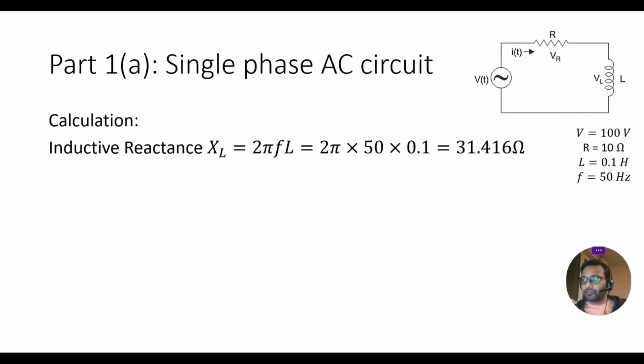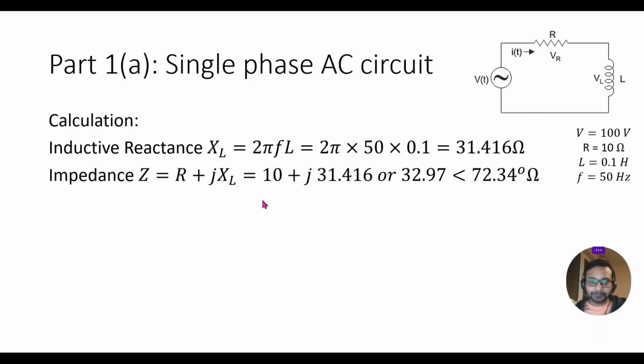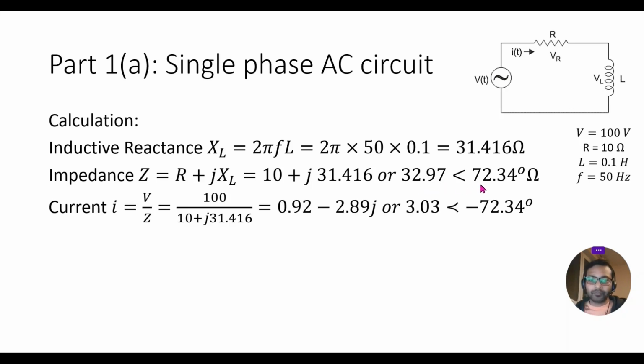So you are given the frequency and the inductance value, so we can calculate the inductive reactance. Since we have calculated the inductive reactance and the resistance value is given, we can calculate the impedance of the circuit. That comes out to be 32.97. Using this impedance, we can then calculate the current flowing in the circuit.